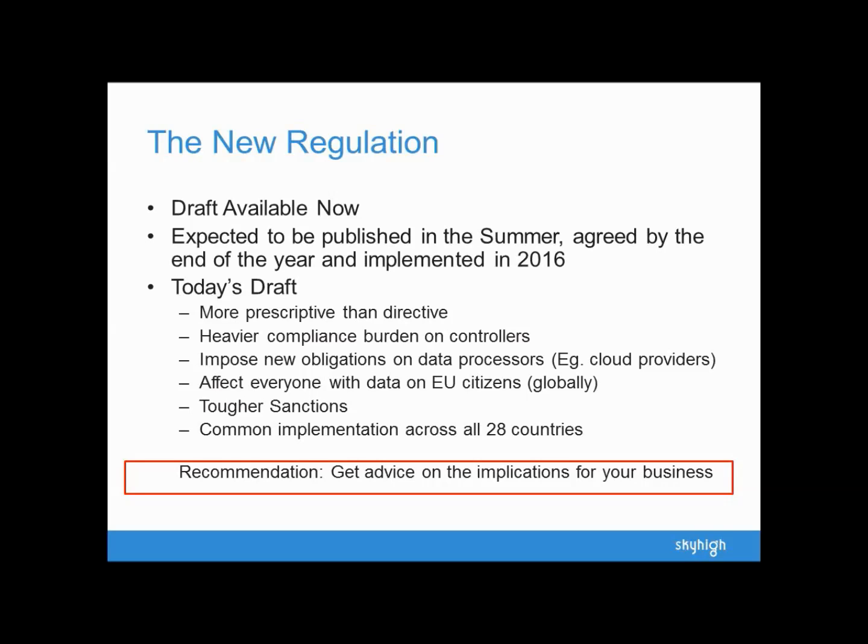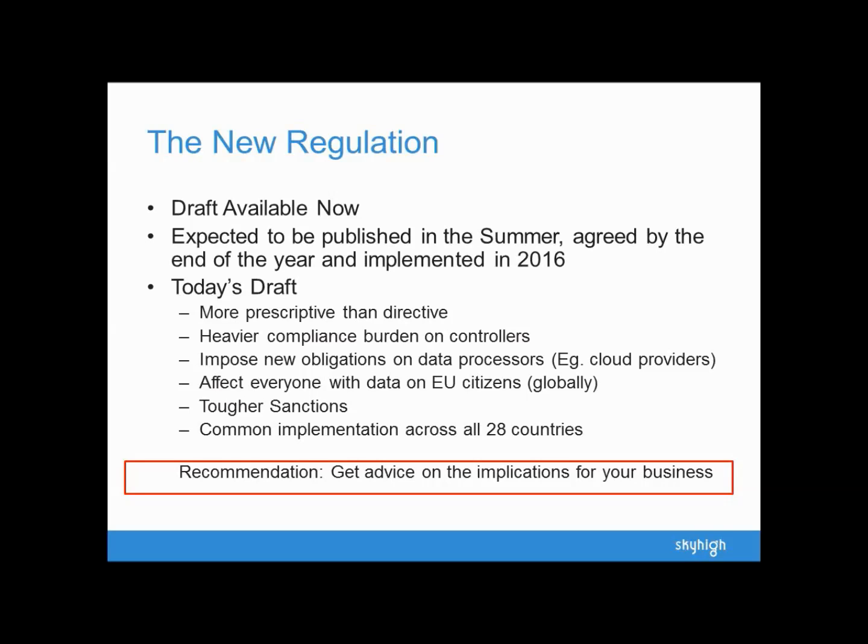planning. And to compare it with the directive that was published in 1995, today the regulation looks more prescriptive. It's widening the scope that you need to take into account. And the expectation is that it will be published in the next few months, agreed by perhaps the end of this year, 2015, or the beginning of next, and implemented in 2016 or possibly 2017. The draft of the regulation is more prescriptive than the directive that was written in 1995. It widens the scope of what you have to do. There's a heavier compliance burden. There's new obligations on what are called data processors.